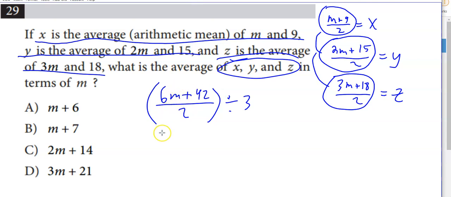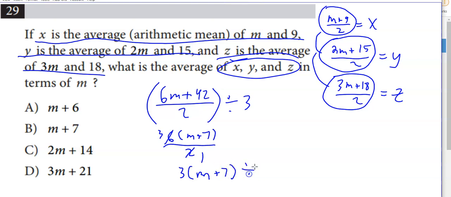Let's simplify this first. So this would be 6 times M plus 7 all over 2. So that does simplify. That'd be 3 over 1. So I have 3 times M plus 7 divided by 3. So if I divide this by 3, I'm going to do it that way. Maybe that'd be better. And the 3's cancel and you get M plus 7. So if you got C or D, which are very tempting here, this one you forgot to divide by 2 because all of these were divided by 2. This one you forgot to divide by 3 because to find the average of three numbers, you have to divide by 3. So pretty tough problem there. And that's it for today's lesson.